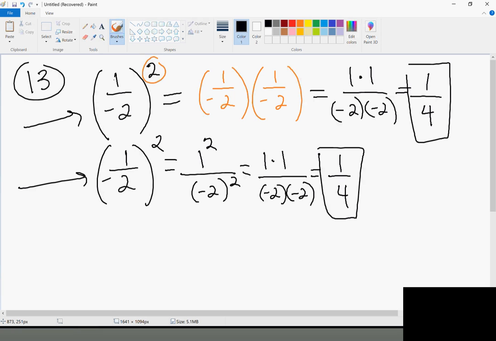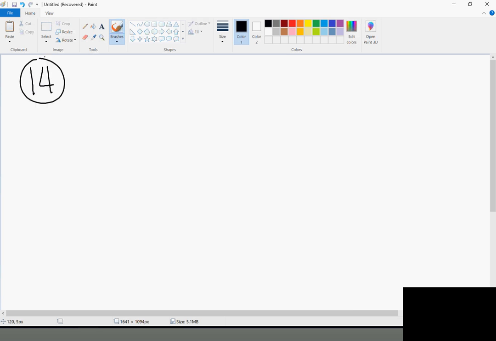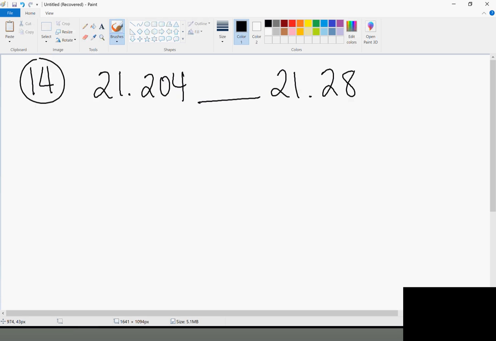Okay, so that's 13. Let's look at 14. We're comparing decimals now. Okay, so we've got 21.204 compared to 21.28. And we want to choose less than, greater than, or equal to.